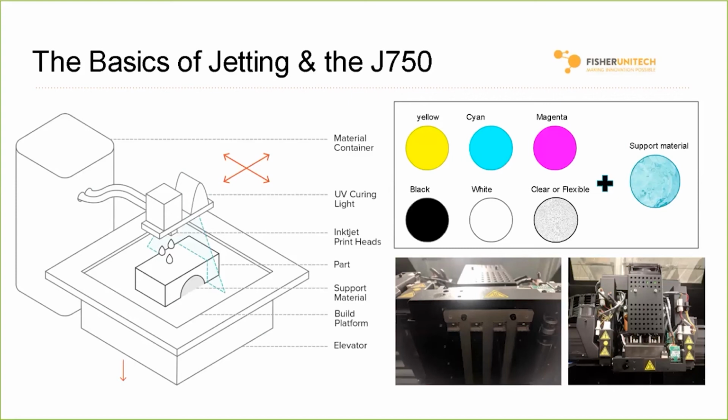One example of a way that most people have their machines loaded is yellow, cyan, magenta, black, white. Those 5 materials will get you your full color gamut. And then there's a 6th slot that typically people will load a clear material or a flexible material in. In my lab, I do the full color gamut plus our flexible material, which is called Agilus 30. And then there's one more slot, which is for your support material. You can see I have these pictures here. It's a pretty cool looking piece of equipment.